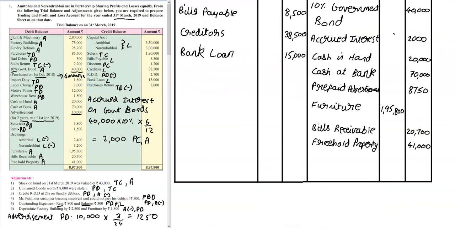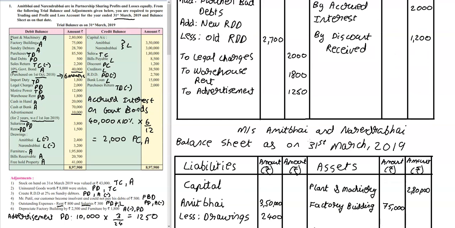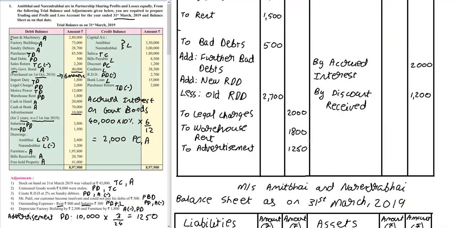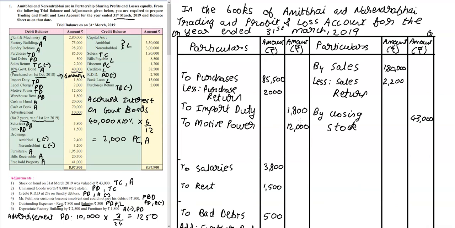Immediately go to the next place, which is balance sheet asset side. Again, closing stock, 43,000. Next adjustment, we have uninsured goods stolen, and that is going to be another entry on the trading account credit side by loss by theft. And the amount is 8,000.